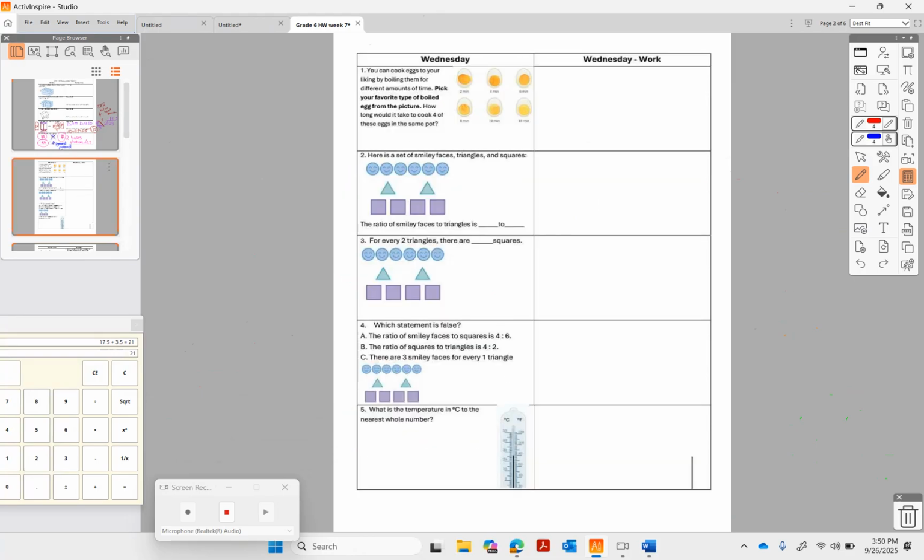Okay, Wednesday, you can cook eggs to your liking by boiling them. Pick your favorite boiled egg. I don't like runny eggs. I'm going to pick that. How long would it take to cook?